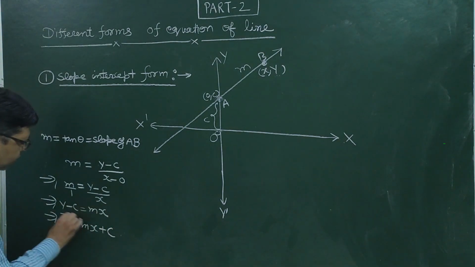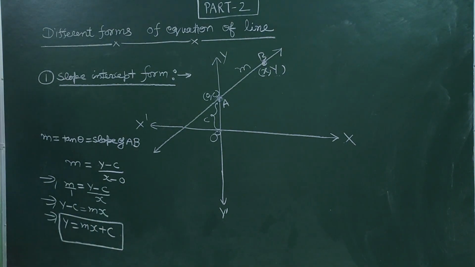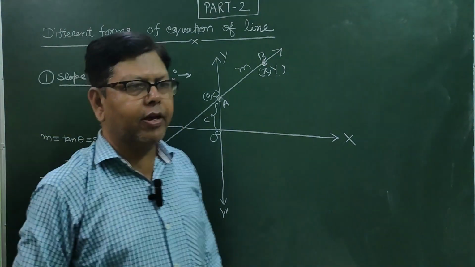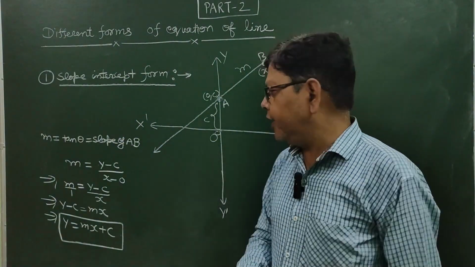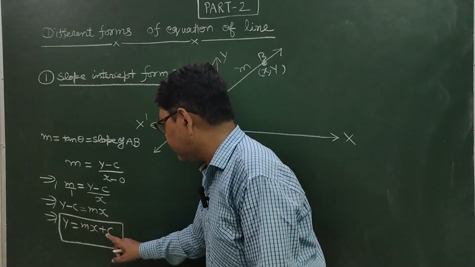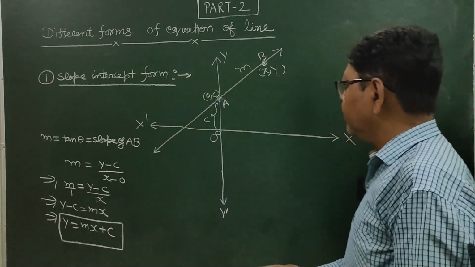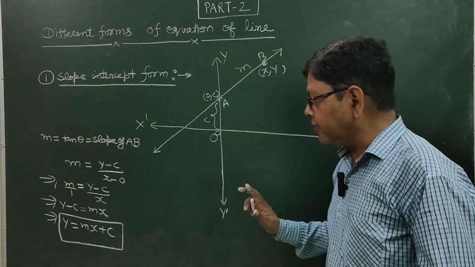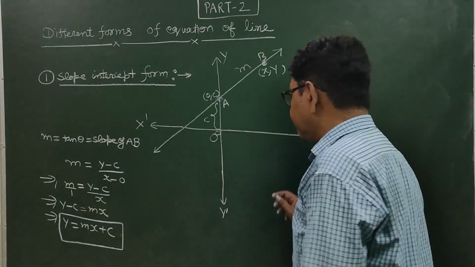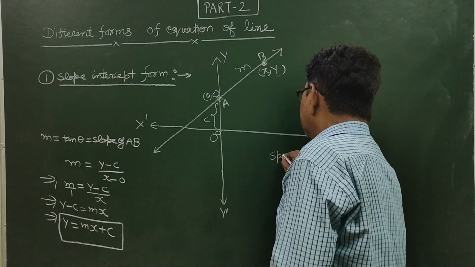This form is known as the slope intercept form, because here we have expressed the equation in terms of m and c, where m is the slope and c is the y-intercept. Now if this line passes through the origin, then it is a special case.